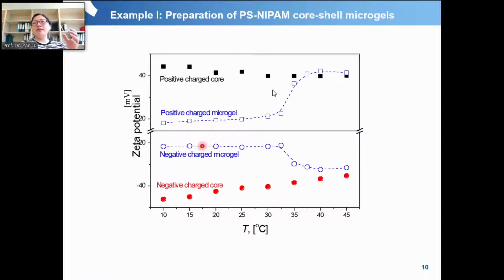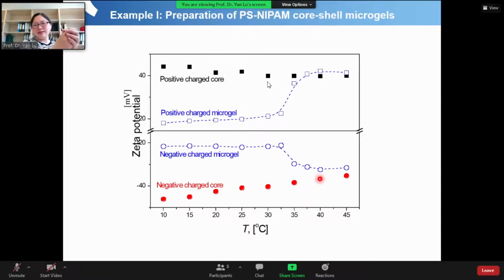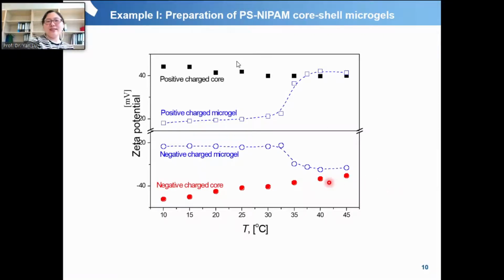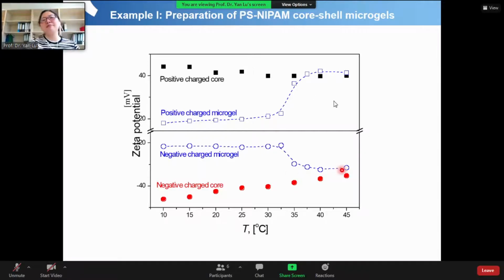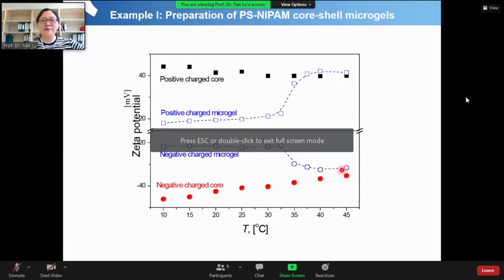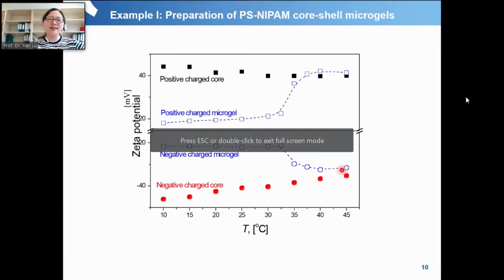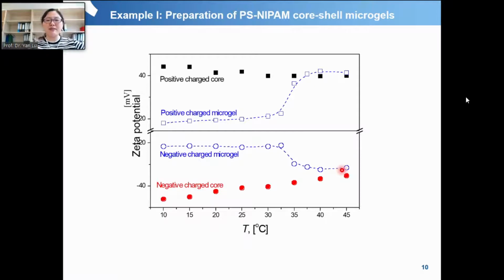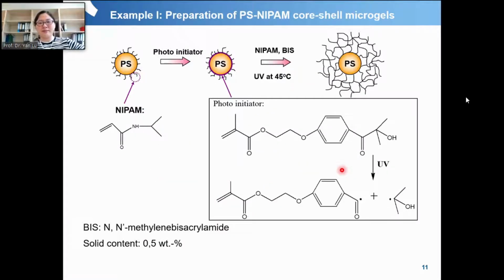But when you increase the temperature, your particle starts to shrink. So you have a smaller particle, so you have a smaller surface. The total number of your charge is the same, but when you have a decrease of the surface, it means you have an increase of the surface charge. And that's why you see the increase of the zeta potential. And this is also quite logical. So you can even follow this LCST behavior by the zeta potential measurement as a function of temperature.